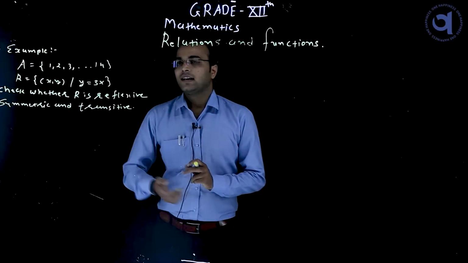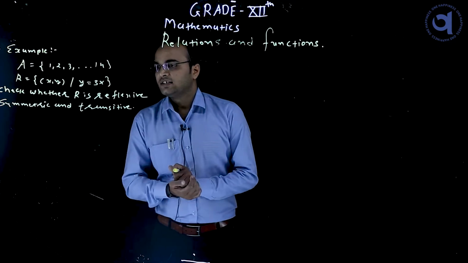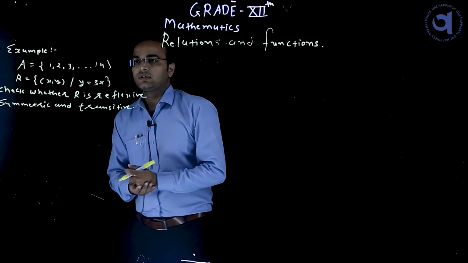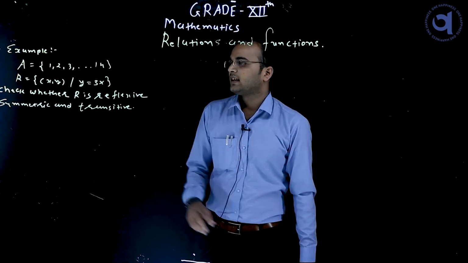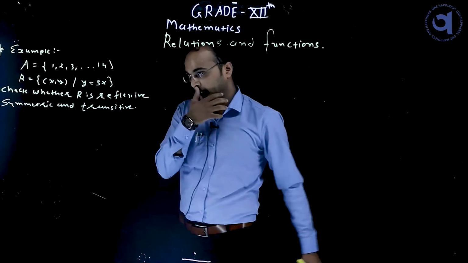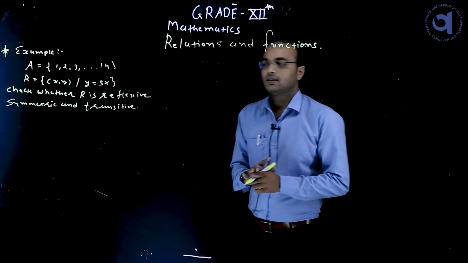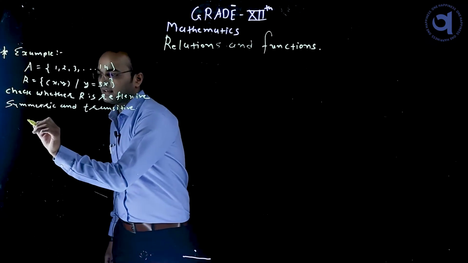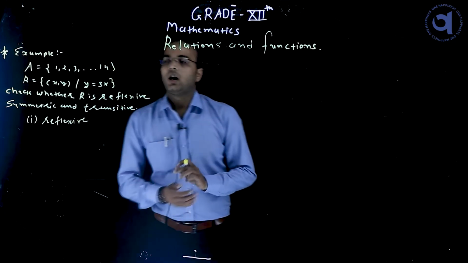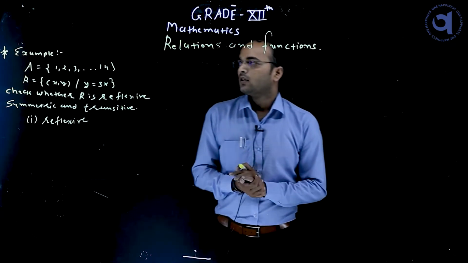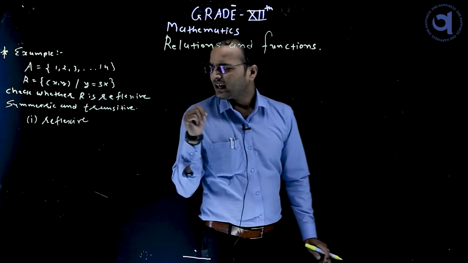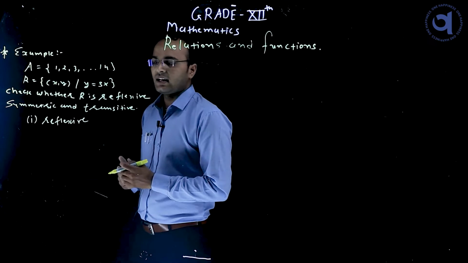Now we discuss one example of a relation, and we check reflexivity, symmetry and transitivity. Consider a set A equal to {1, 2, 3, up to 14} and a relation on that set, (x, y), where y equals 3x. We have to check whether the given relation is reflexive, symmetric and transitive. Now for reflexivity, what is the definition? Remember the definition: reflexive means every element of set A is related to itself. So we check this in two ways: a particular way and a general way.